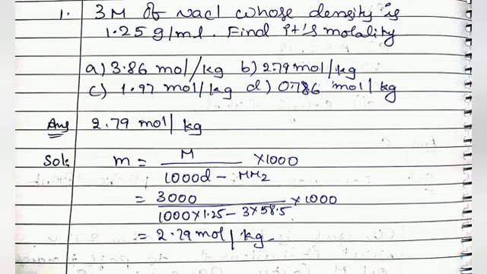In the first question, 3 molar NaCl solution, density they mentioned as 1.25 gram per ml, and asking us to calculate the molality. We have the shortcut formula between molarity and density. Here is the formula. Direct substitution, you will get the answer as 2.79.